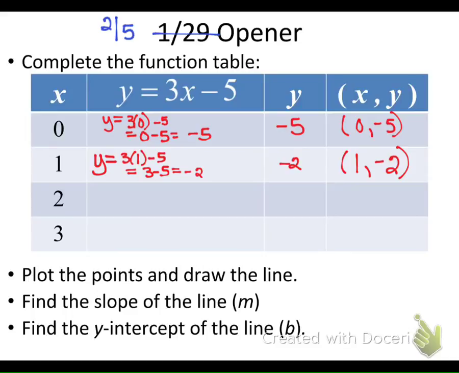My next input is going to be 2. So I'm going to have y equals 3 times what? 2 minus 5. So it's 3 times 2? 6 minus 5? So my output or my y value is 1. And my ordered pair is? Yeah, 2 comma 1.